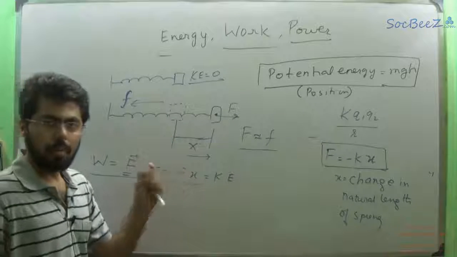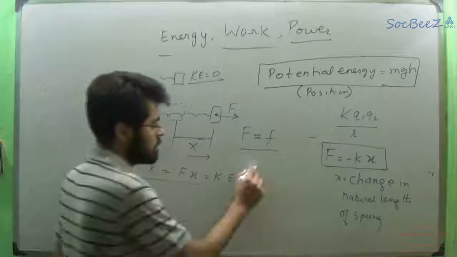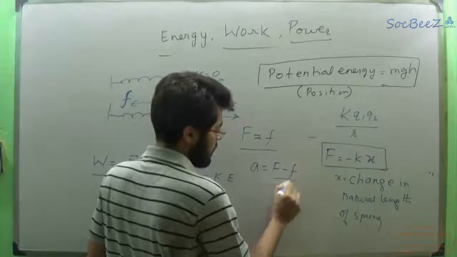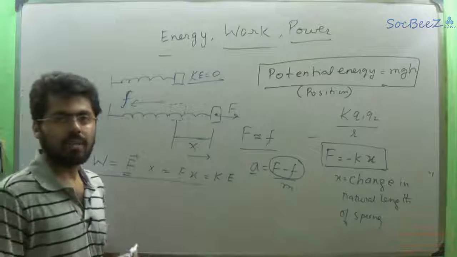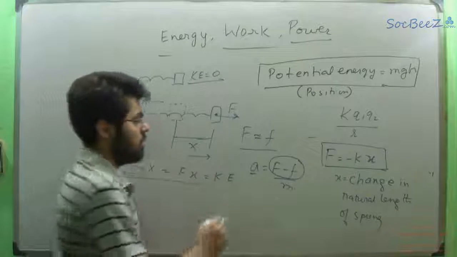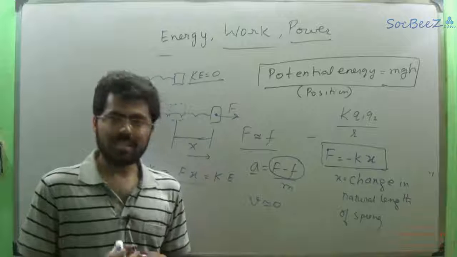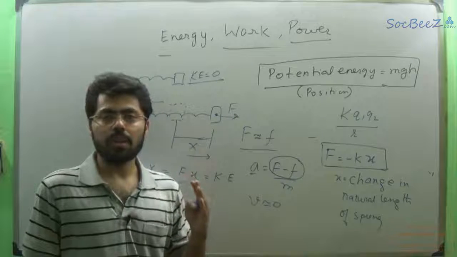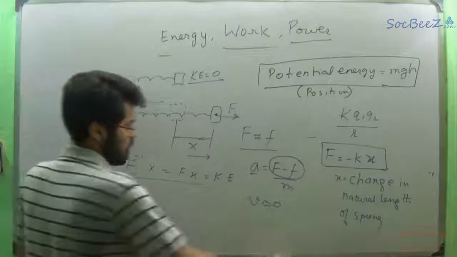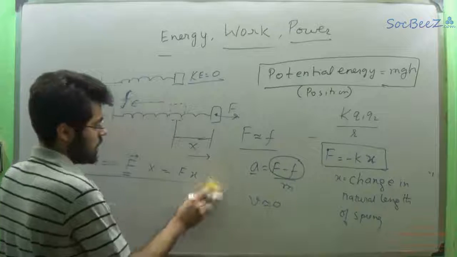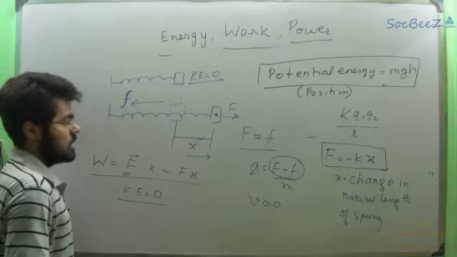If we follow this condition, then what will happen? This block will move, but very slowly, because there will be hardly any acceleration, because acceleration is capital F minus small f by m. If this value is very small, there would be hardly any acceleration, and so hardly any velocity. So your velocity is almost zero. We are assuming that we are displacing the object very slowly. As a result, there will not be any kinetic energy; the kinetic energy will also be almost zero.